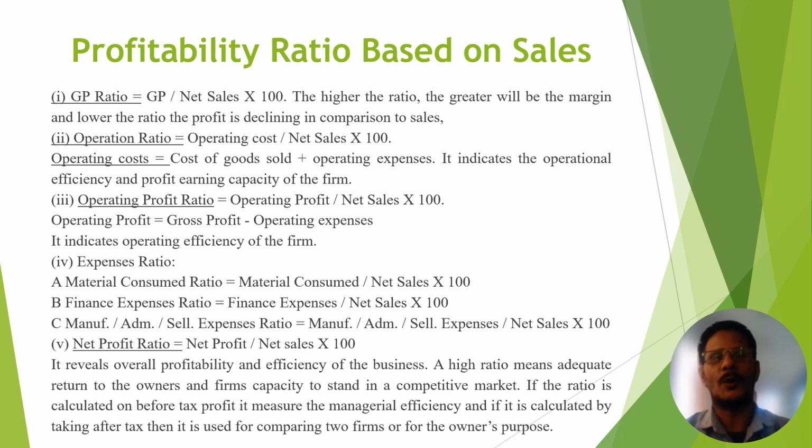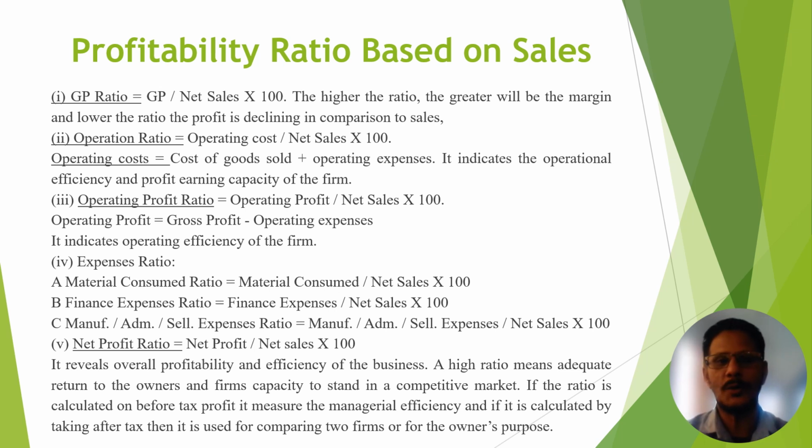Now from this operating ratio, this ratio indicates the operational efficiency and profit earning capacity of the business. This is a very important ratio. Through this operating ratio you can calculate the operational efficiency or profit earning capacity of a particular business.